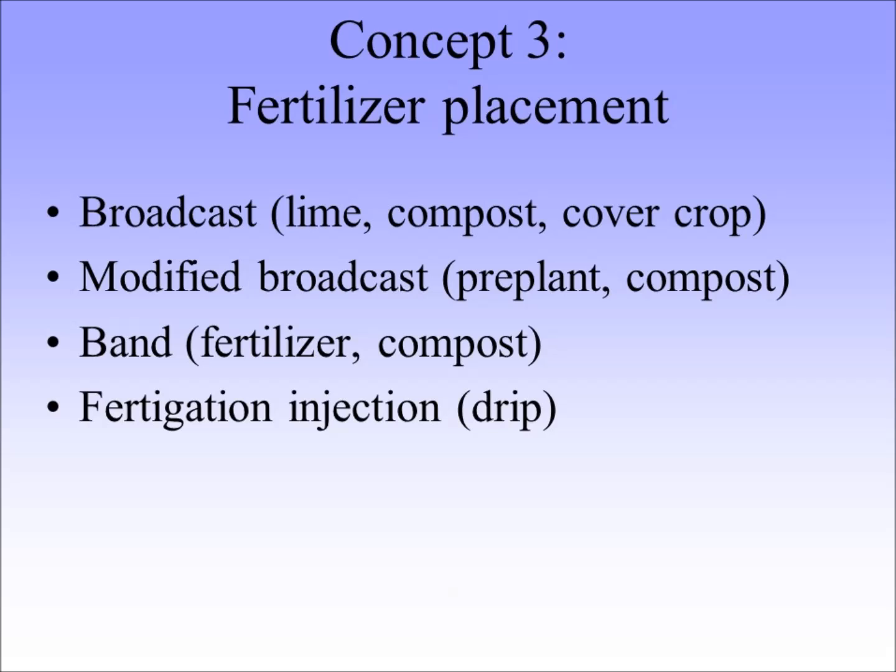The next method is band. Band is, in a way, a more focused placement of a modified broadcast. Usually you use different equipment and it just comes out of a tube. And you can apply the fertilizer or compost in a banded way. And finally, you can inject your fertilizer either through a drip system or through an overhead system. And now you're dealing with fertigation.